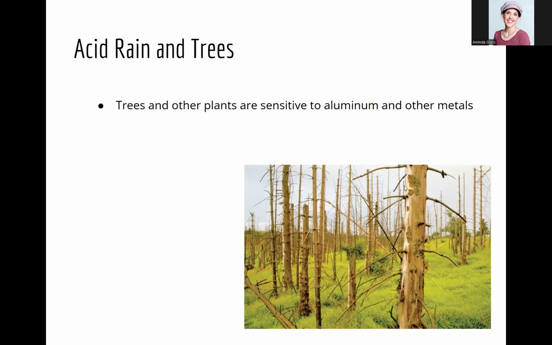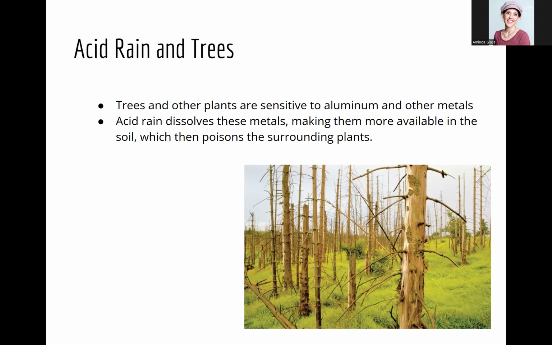Acid rain and trees. Here are some trees that are in a region where the acid rain pH has dropped significantly, and you can see the damage it's done to the forest over time. Trees and other plants are sensitive to aluminum and other metals that are naturally found in the crust of the earth. We know that aluminum is the most abundant metal in the Earth's crust. Acid rain actually dissolves these metals, making them more available in the soil, because remember, the trees use their root systems to pull up the water.